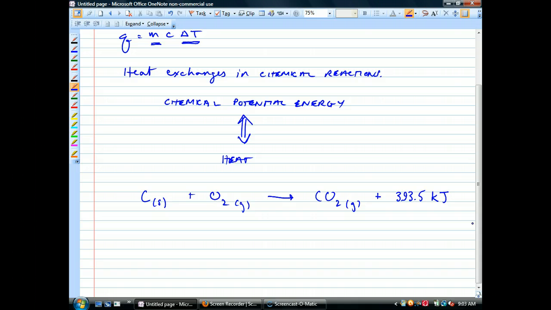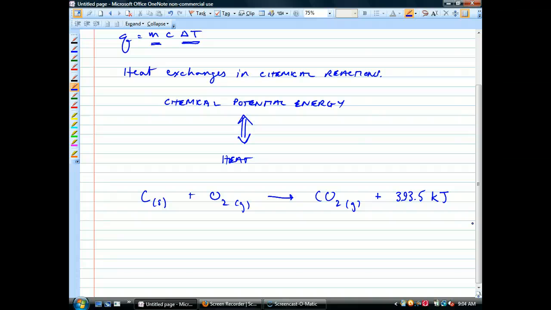Now, there's a few observations we can make about this. One is that that's a pretty high number. So far, we've been working with numbers in the joules. Like on this lab, when we look at specific heats of metals, we're talking about point something joules per gram per degree C. Low numbers. When we're talking about chemical reactions, we're usually talking kilojoules. So these are 1,000 joules. Now, what does this mean?